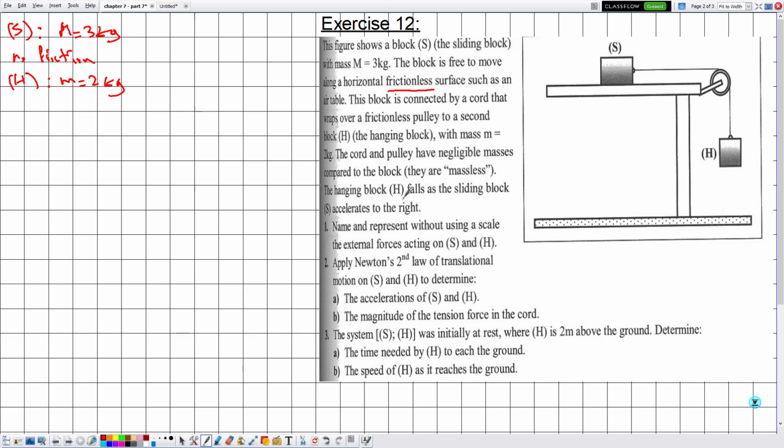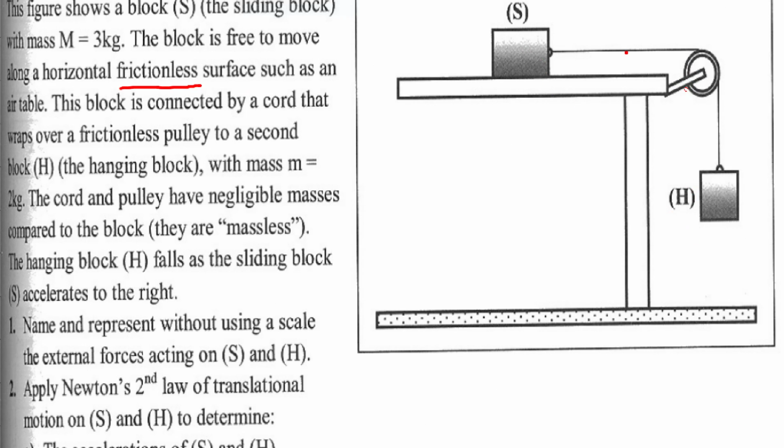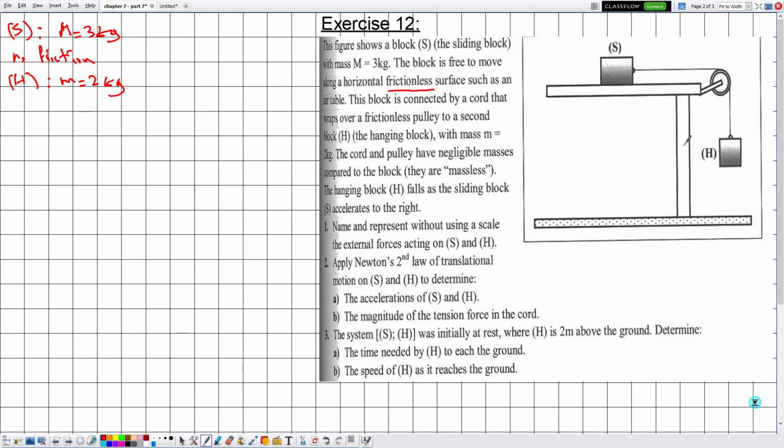The hanging block H falls as the sliding block S accelerates to the right. So here they are telling me that H will fall and S will slide to the right, and we have acceleration. So the type of motion of S is uniformly varied rectilinear motion, and the type of motion of H is also uniformly varied rectilinear motion. Although they didn't mention that the cord is inextensible, let me say that the cord used is for sure inextensible. Otherwise, this problem cannot be solved.